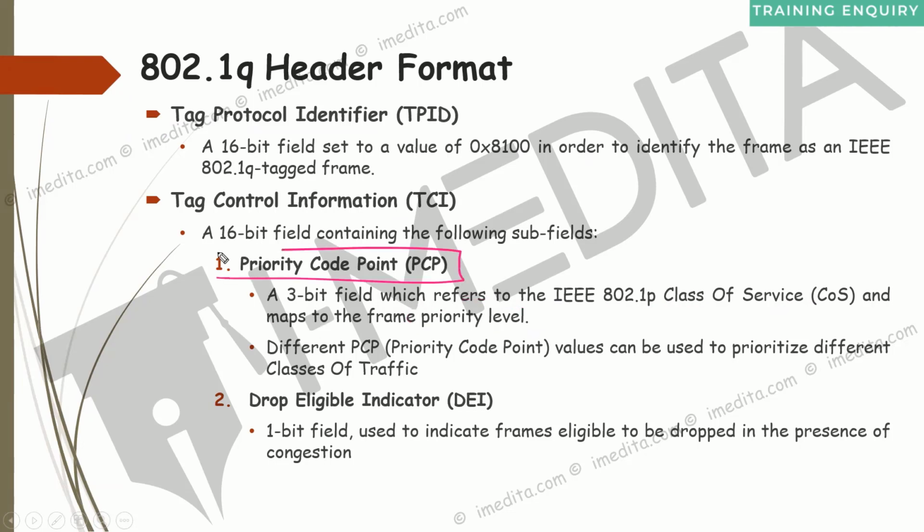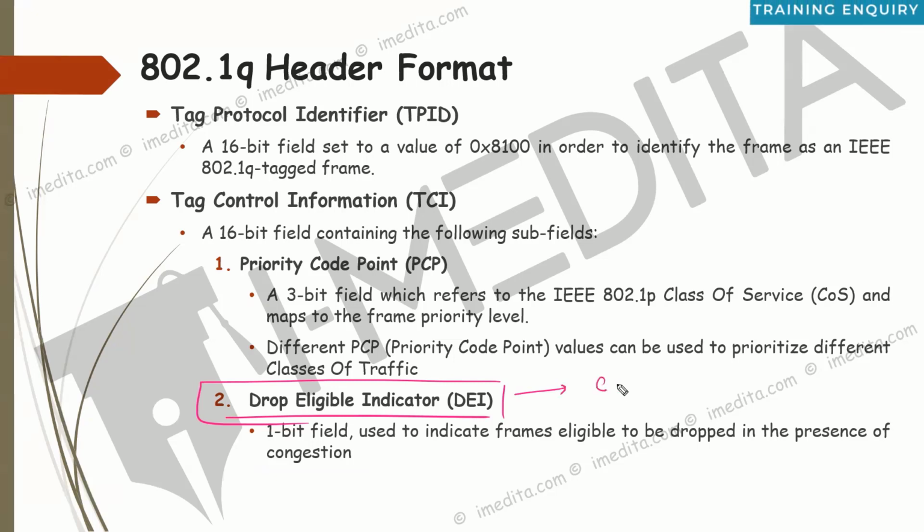We can define the priority of the frame by changing these 3 bits called PCP. Different PCP values can be used to prioritize different classes of traffic. And DEI, a 1-bit field, is used to indicate the frame's eligibility to be dropped in the presence of congestion. So if there is some congestion, can the frame be dropped or not? That is marked with the help of this field called DEI.